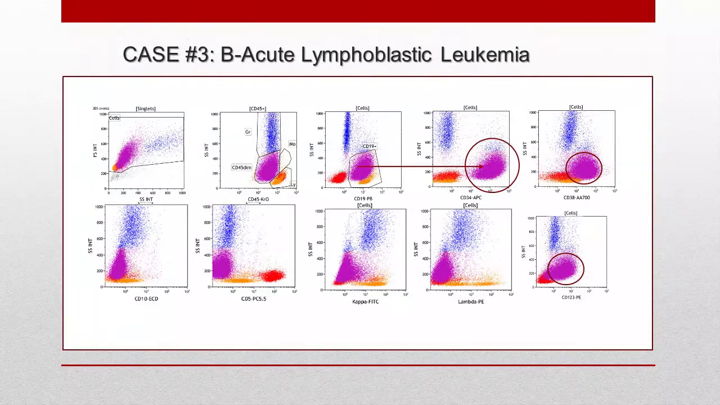However, these ones do not express CD10. They do not express CD5. They don't express either immunoglobulin. And from the second myeloid tube, you can see here that they abnormally express CD123, which gives a diagnosis of B-cell acute lymphoblastic leukemia because the cells were circulating in the blood.